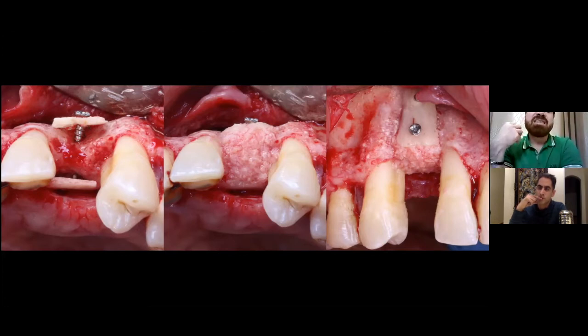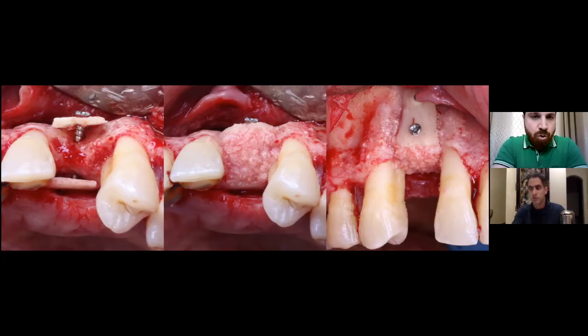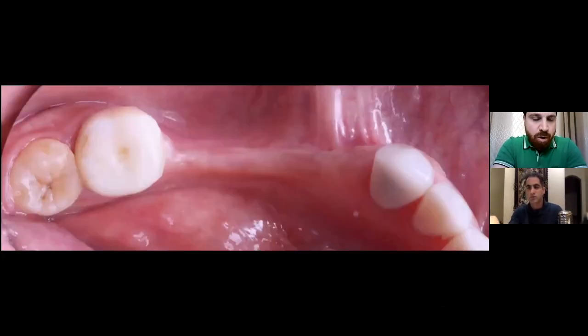What you have to do lately is to remove what you've placed, wait for the healing, and go back again. But when you're using a resorbable material, it's a little bit more tolerable. So if you don't get what you want from the first shot, you still have a second shot when you're placing your implant, and you can do another additive procedure. So we can start with the first case, which is posterior mandibles.